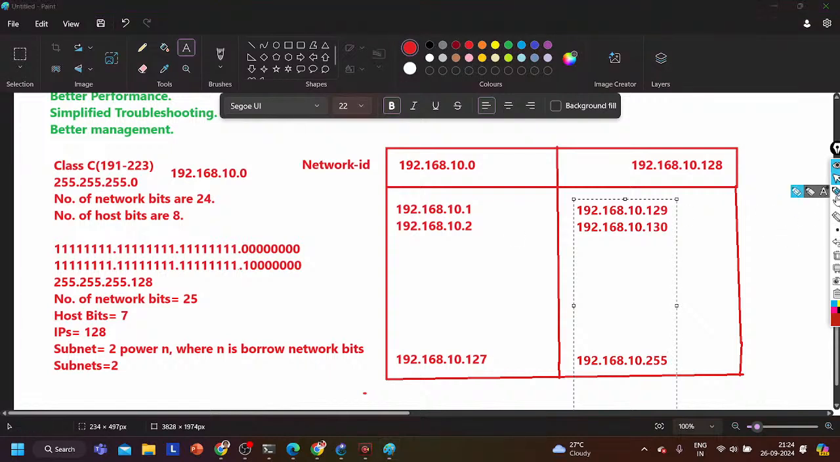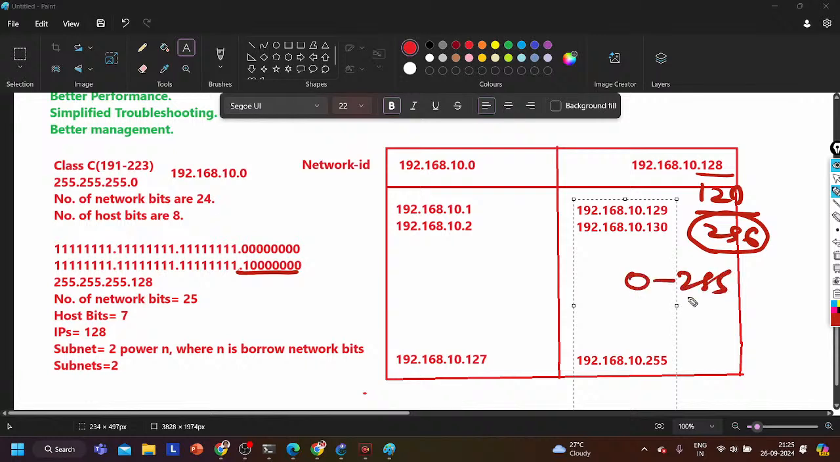The next network is going to be what? Again I will add the block size in the 4th octet. So 128 plus 128, my block size, is 256. Is it a valid IP, guys? No. An IP address can be 0 to 255 only. So this is not valid. That means this network is ending over here.